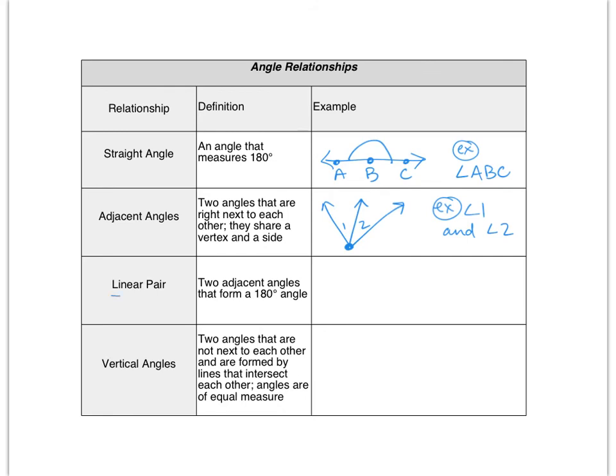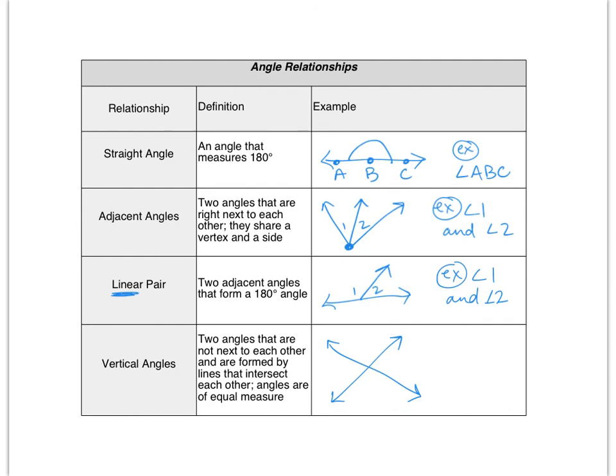Linear pair. Notice I see the word line there. A linear pair is, well, it's a pair, so we have to have two of something. So it's when you have two angles, like here's angle 1, here's angle 2, but they're basically formed on a line and they add up to be 180 degrees. So an example is angle 1 and angle 2. They would be a linear pair because they're basically a line that's broken into two angles. And vertical angles. What I do is I make an X and I put arrows on the ends, okay?